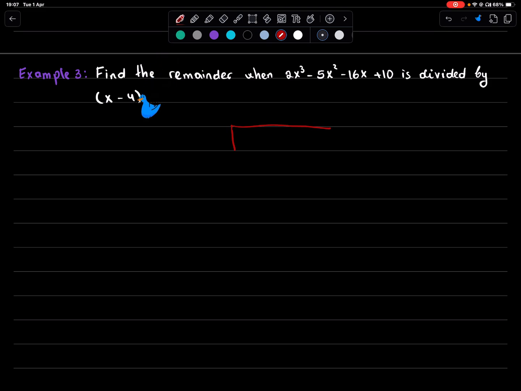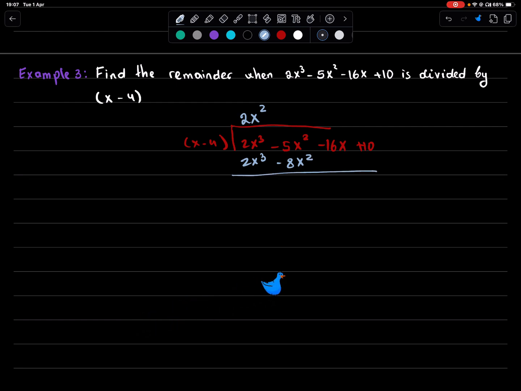Alright, so 2x cubed minus 5x squared minus 16x plus 10. Let's divide by x minus 4. So what I'm going to do is multiply it by 2x squared. 2x squared times x will be 2x cubed. 2x squared times -4 will be -8x squared. Alright, so double checking this. Then start subtracting it. It's going to be here 3x squared minus 16x plus 10. Okay, that's a 10, I believe.